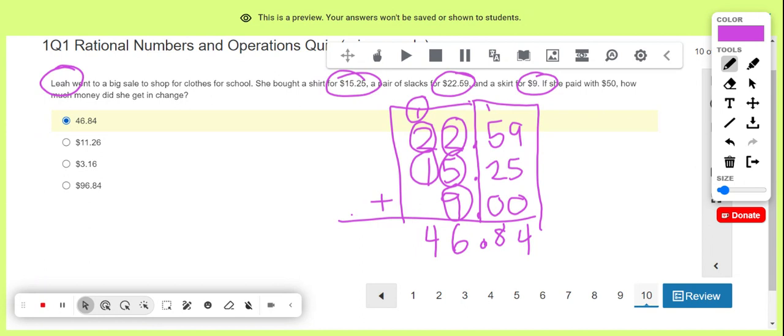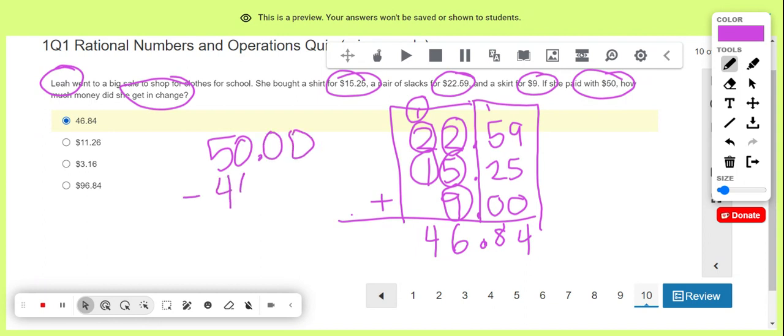So it looks like Leah spent $46.84. However, it's asking how much change should she get back. So we're going to take $50 and then we're going to subtract how much she spent.